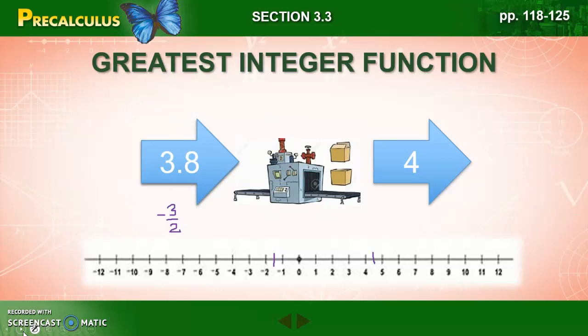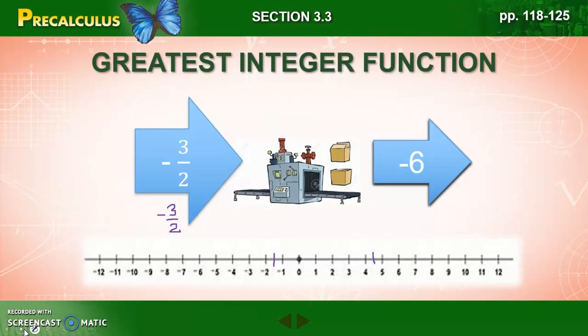Okay, what about 3.8? The closest integer would be 3. So hopefully you get the hang of that. The closest integer to 10 is just 10. The closest integer to negative 1.3 is negative 2, and so forth and so on. We'll go through those really quickly here.